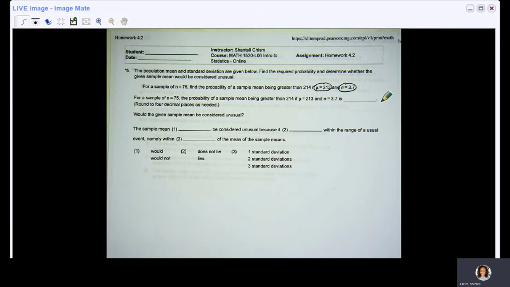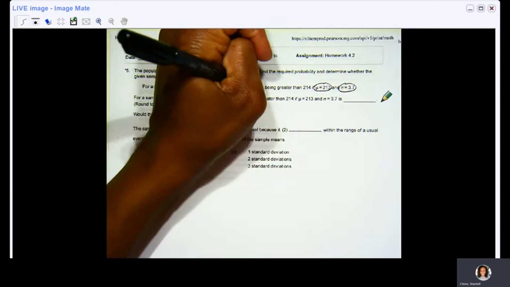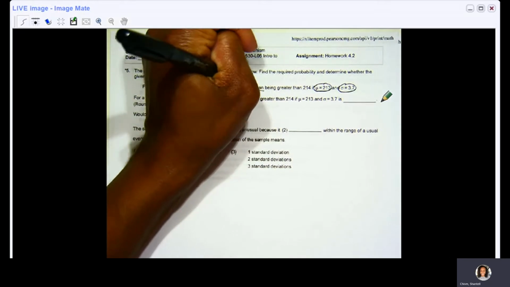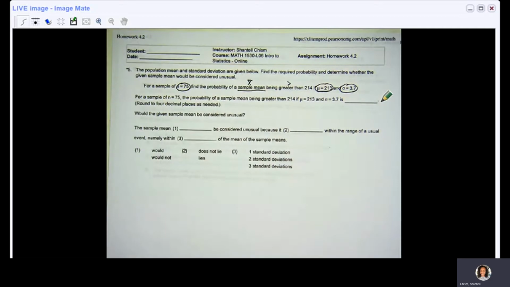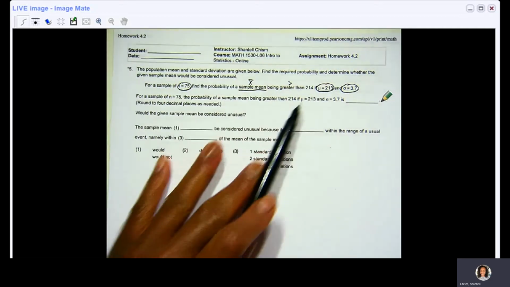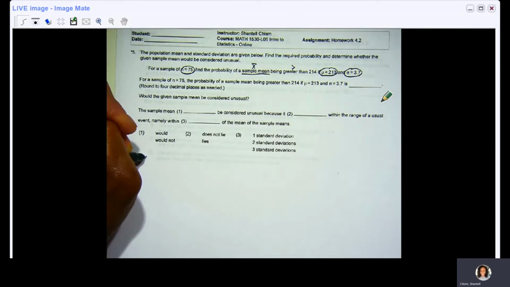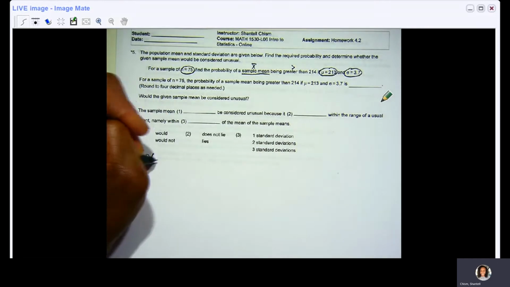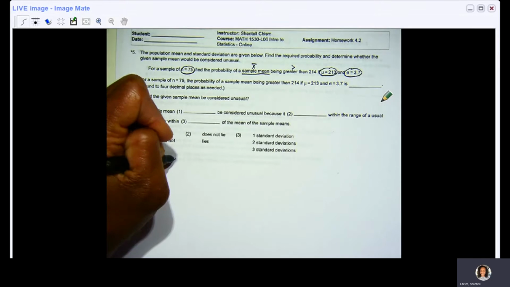So for a sample of n equals 75, find the probability of a sample mean being greater than 214. So we have a sample size of 75. We want to find the probability of a sample mean, which is x bar, being greater than 214. So I'm translating that to a probability statement. So we want to find P, the probability that x bar is greater than 214.